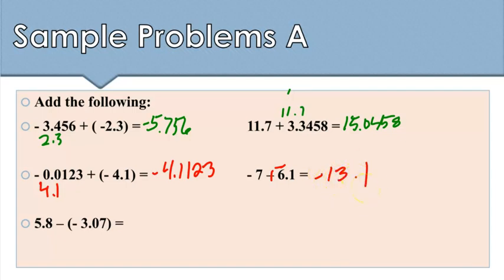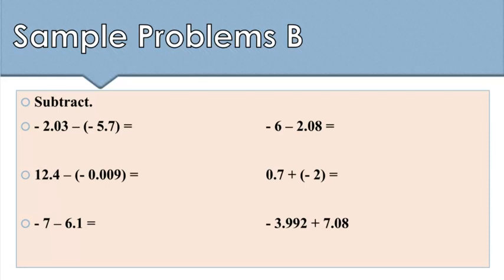13.1. And this next one, if I'm subtracting a negative, I'm really adding. So if I put 5.8 over here, we now have 8.87. Next, here we're going to be doing some subtracting. So if I'm subtracting, I'm adding the opposites. So this is really 5.7 minus 2.03.